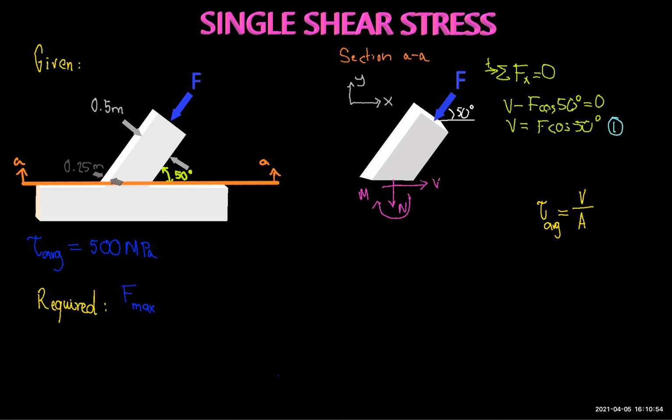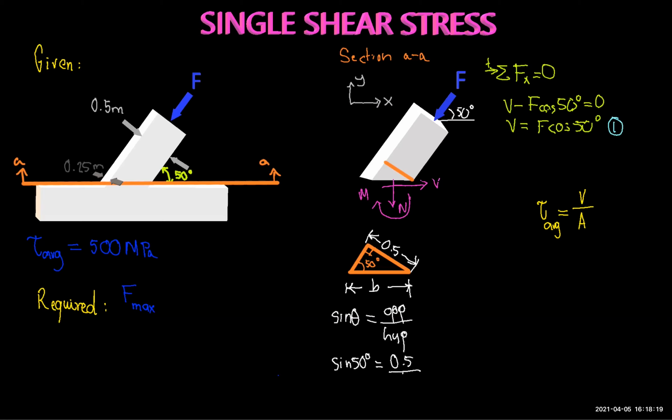In order for me to do that, I will draw a portion of the member so we can apply all the geometry and solve for the cross-sectional area. Since the area of the bottom is our area of interest, we need to find the value of the base. By drawing a right triangle, which is the bottom portion of the member, if we recall from geometry, we know that sine of theta is equal to the opposite side over the hypotenuse. In this case, our theta will be 50 degrees, our opposite will be 0.5, and our hypotenuse will be b. If we solve for b, we know that b is equal to 0.5 divided by the sine of 50.